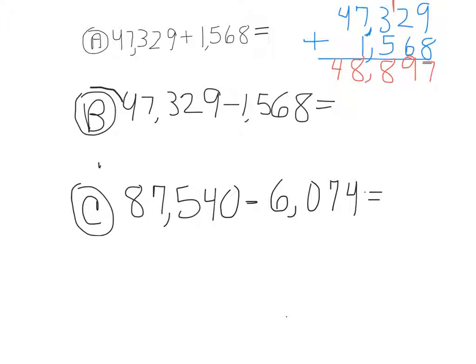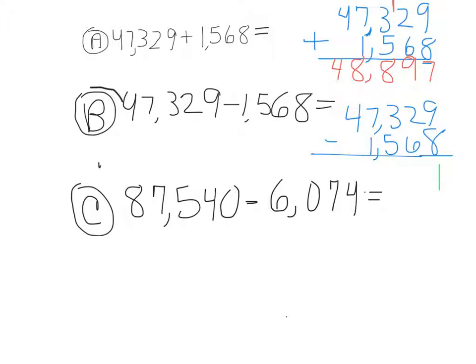Now, this next one for B, same numbers, but we're subtracting, so that is going to look a little different. I'm still going to line my numbers up, but now I'm subtracting. So 9 take away 8 is 1.